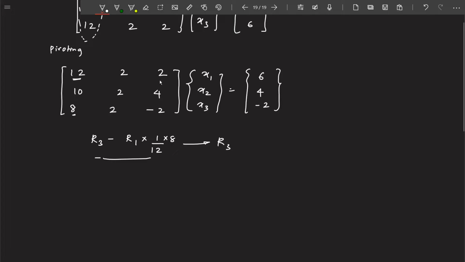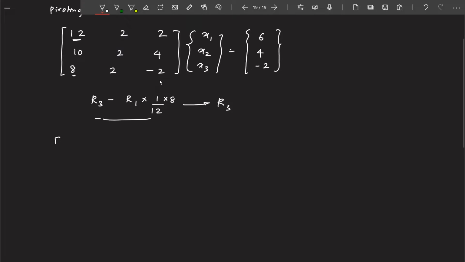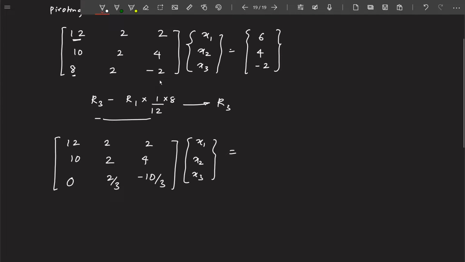Okay, so then what is going to happen here? Again, R1 and R2 remain the same. Only R3 is going to change. So this becomes 0. If you solve this, this becomes 2 by 3. If you solve this, this becomes 10 divided by 3. This is going to be x1, x2, x3. This is going to be 6, 4, minus 6.